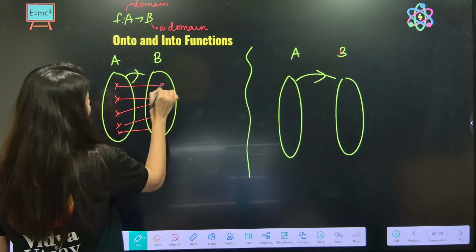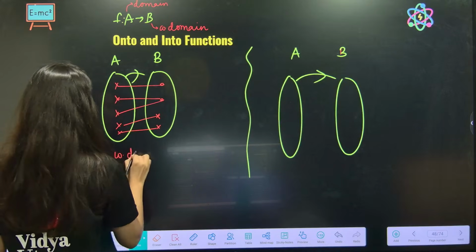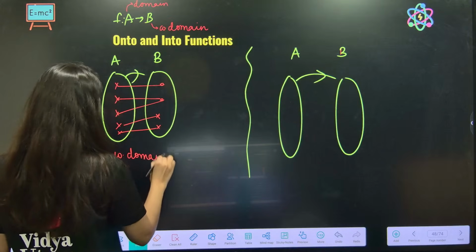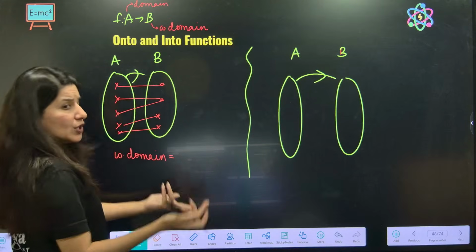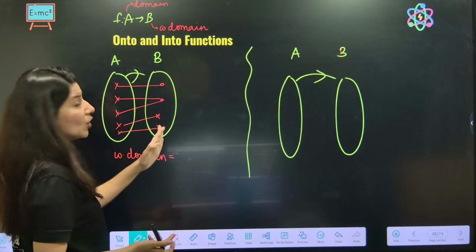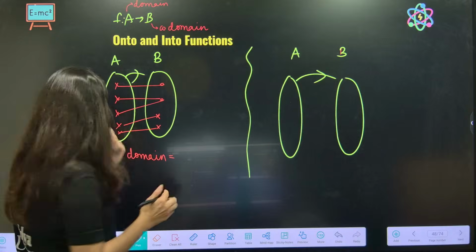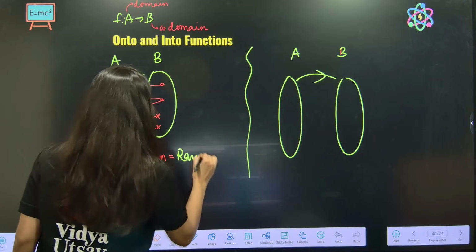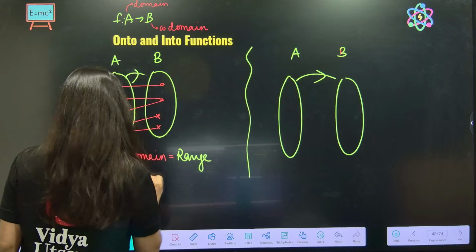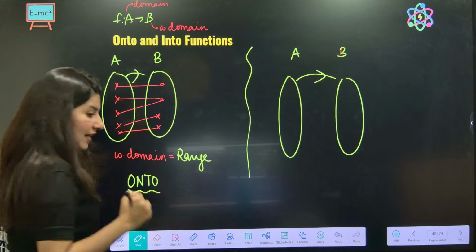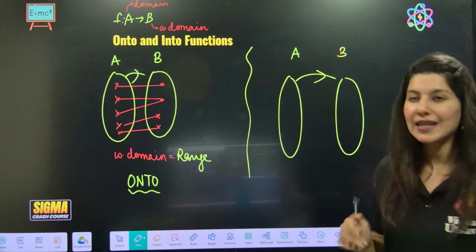Can you see that? What is the codomain, ma'am? Codomain over here is the complete set B. And what is range, ma'am? Range is something which is all the occupied elements of B. So here codomain and range are becoming equal, hence it is an onto function. So if codomain and range are equal, then it is onto.